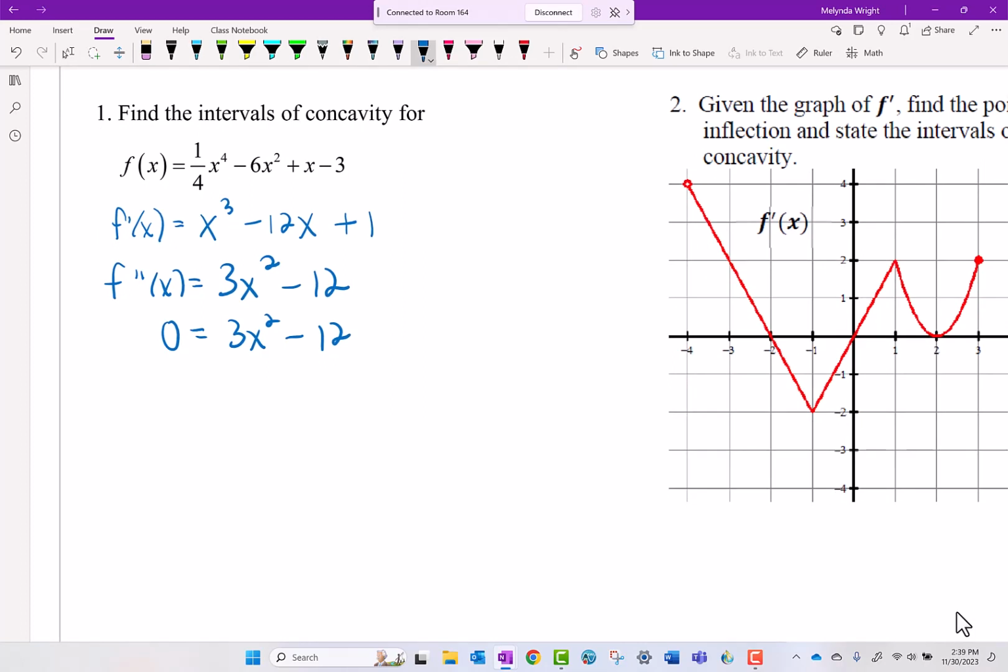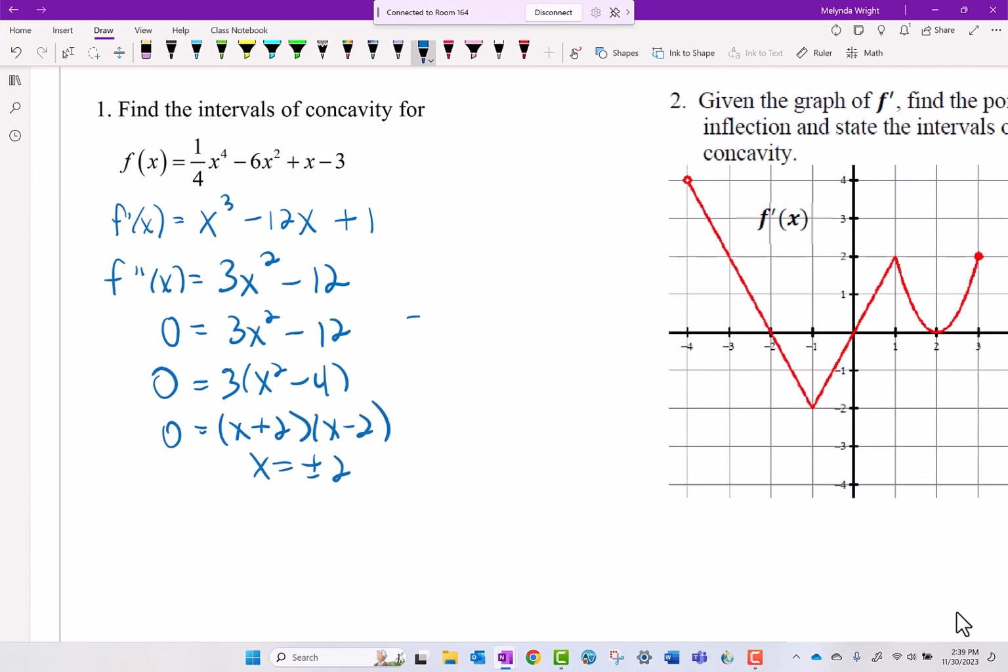I think I want to factor out a 3. And then I solve. I divide the 3 off. I have x plus 2, x minus 2. So I've got x is plus or minus 2. Okay, we're going to do our sign chart. We did some the other day. Hopefully they're comfortable for you.